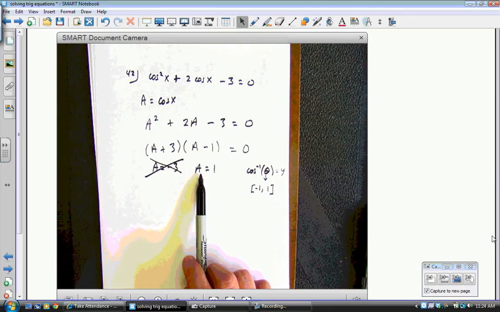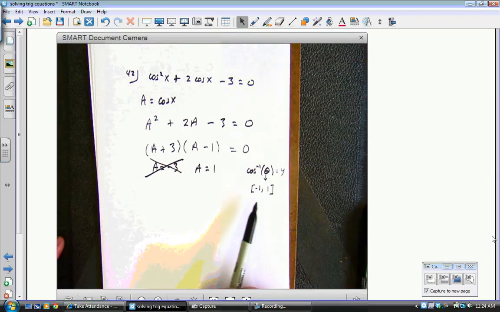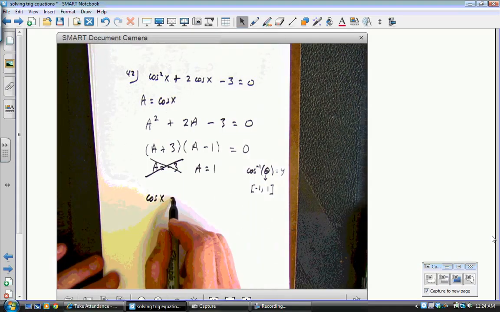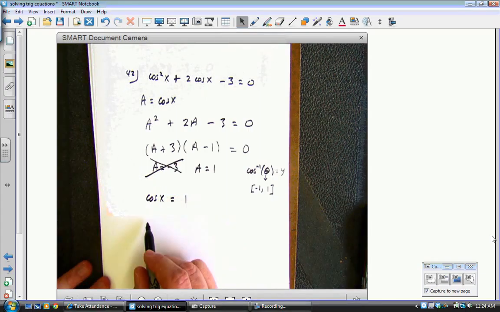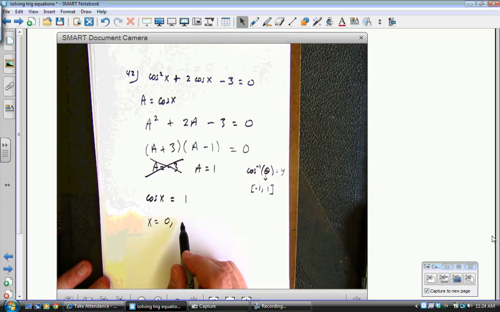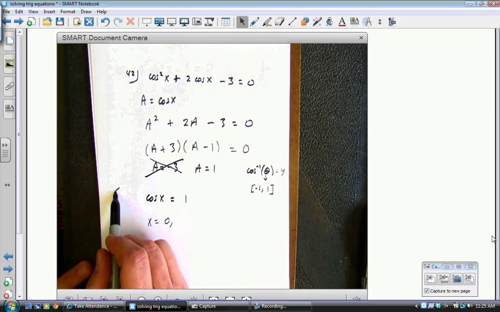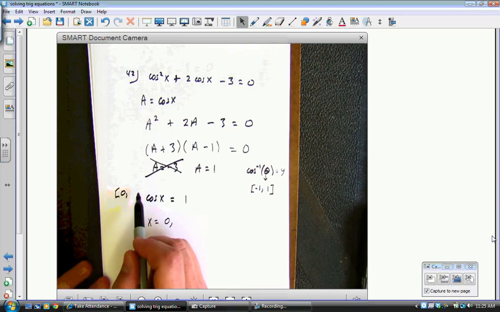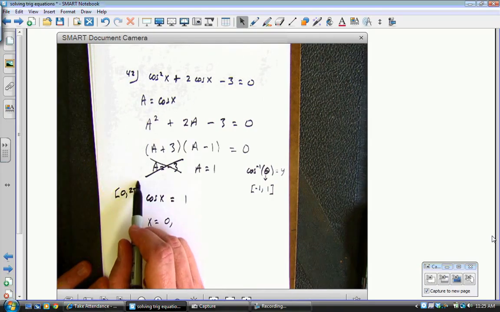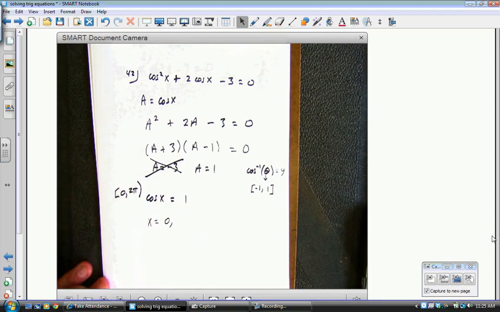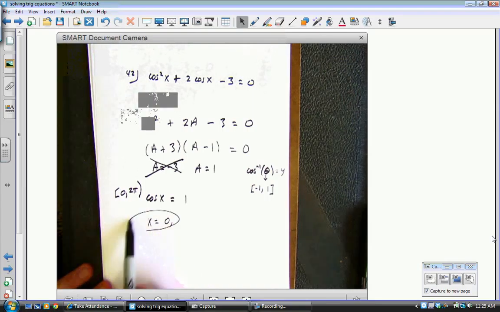Now, what about 1 though? Yeah, that falls in between them. Okay, so A is equal to cosine x. And so where's cosine x equal to 1? 0. Now, you say 2 pi. Right, but what do the directions say? 0 to 2 pi, and it has a parenthesis. So if it had the bracket there, we could say 2 pi. But we'll just say 0 here.